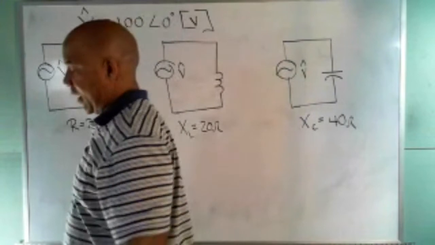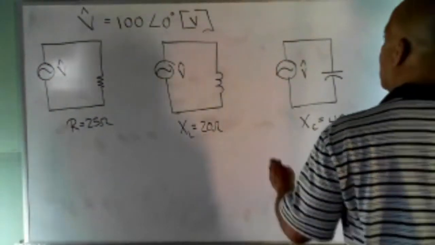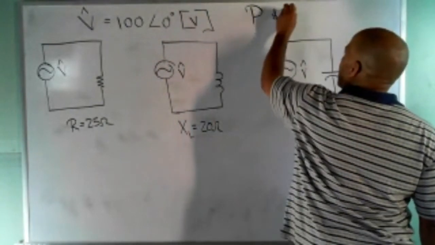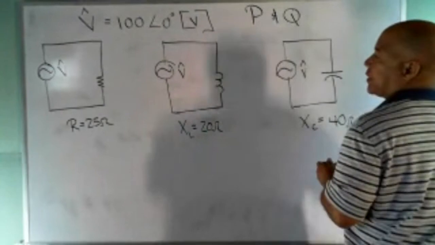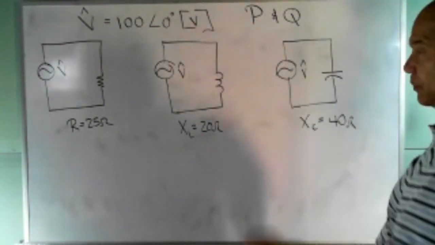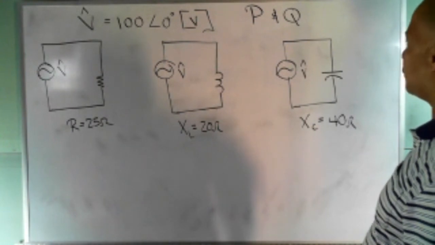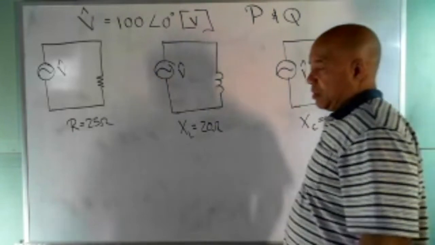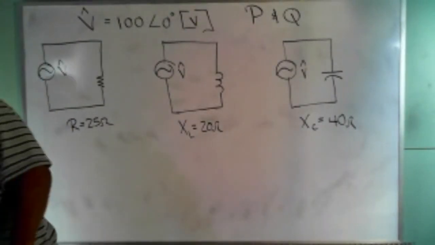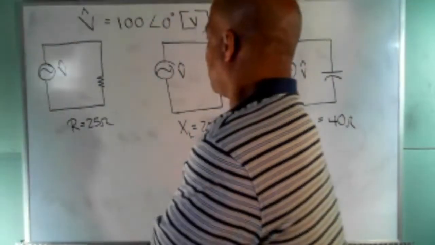All right, so there are our three problems. We want to know P and Q for each circuit. I'll give you about another minute or two. This one's pretty simple.